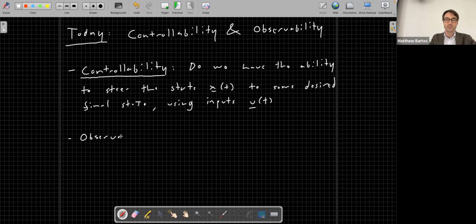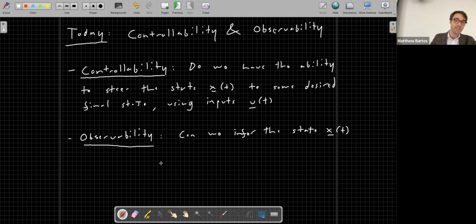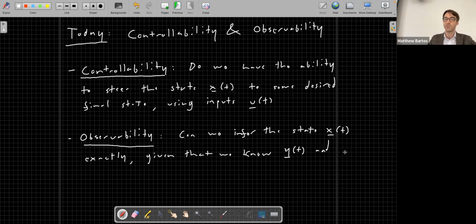And in terms of observability, we're interested in the following question. Can we infer the internal state? So can we infer the state x(t) exactly, given that we know a time history of outputs y and a time history of inputs u(t)? So these are the fundamental questions we are interested in when we're talking about controllability and observability in the abstract.